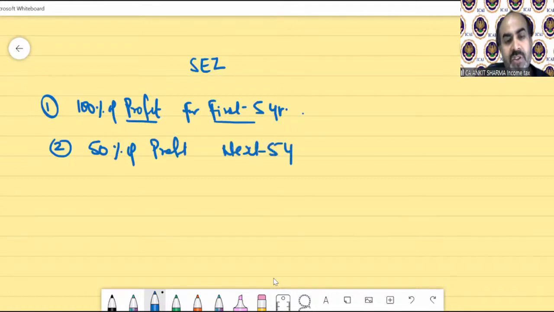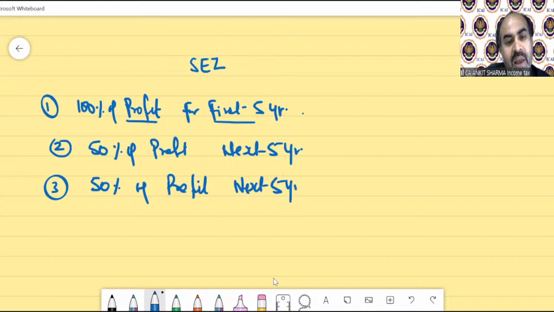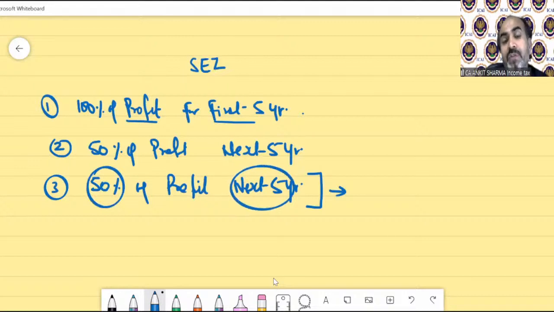So first 5 years deduction is 100%. The next 5 years is 50%. 50% of profit for the next more 5 years also. You might be thinking if there are more 5 years, then it should be like 10 years, but it's a separate concept. For this extended time period, the next 5 years, there is a separate condition that needs to be fulfilled.